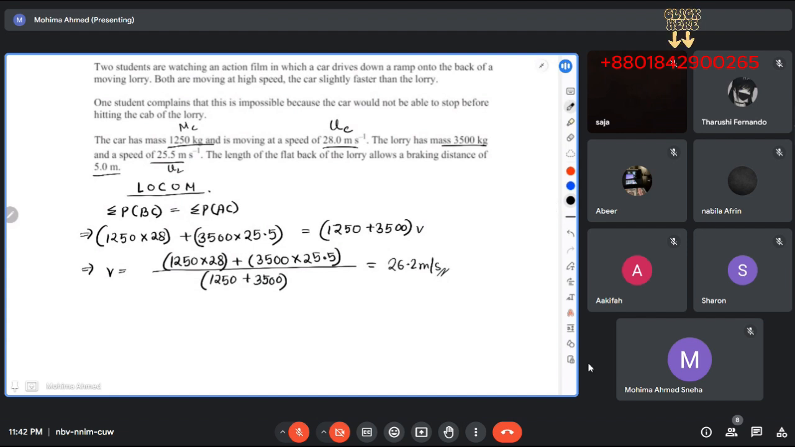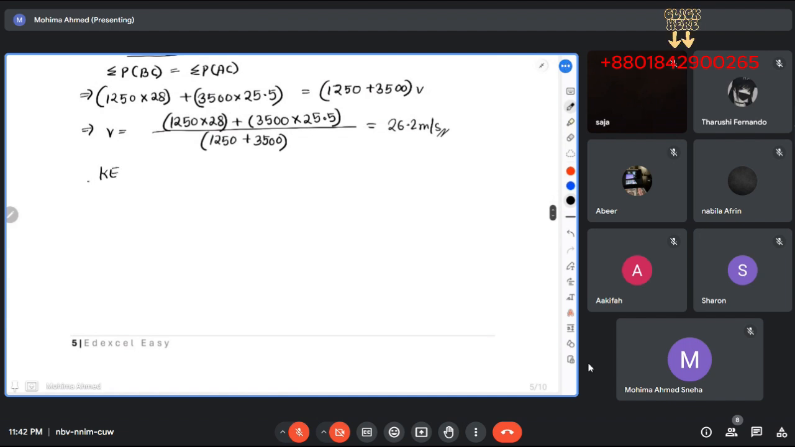Now, after this again, they also ask that you can use concepts about energy, right? So let's identify if the total kinetic energy before and after collision were equal or not. So kinetic energy before, KE is half, mass was 1250 multiplied with 28 squared. This is for the car. And then again, we have to calculate that for the lorry. Please calculate the car's kinetic energy.